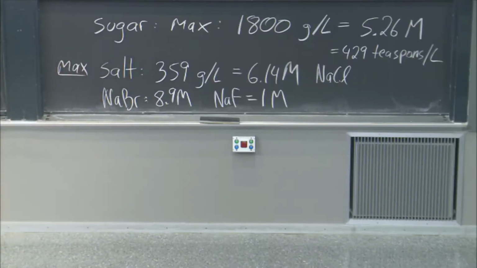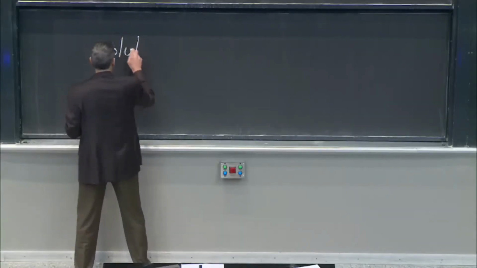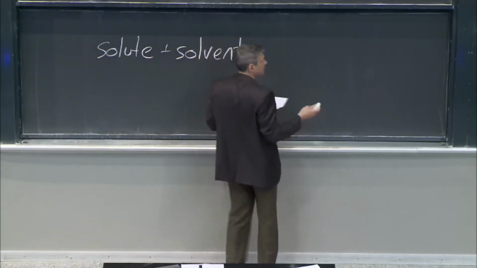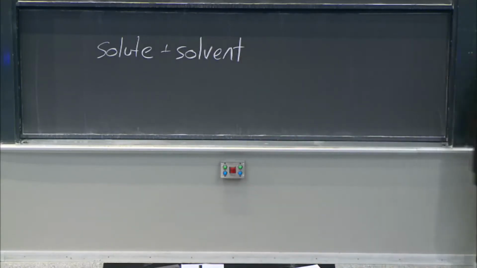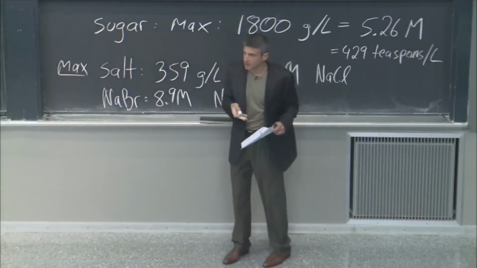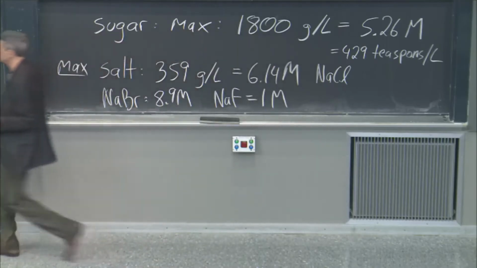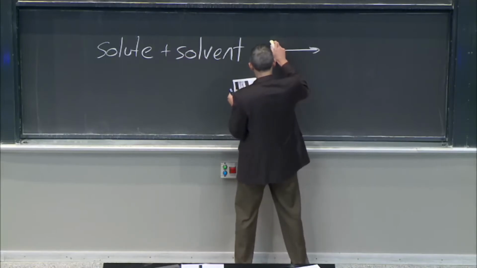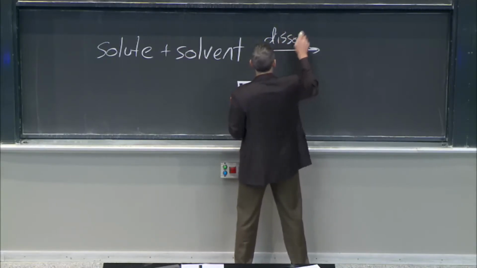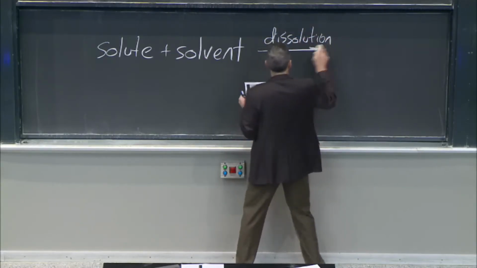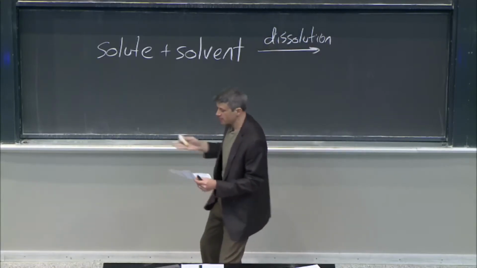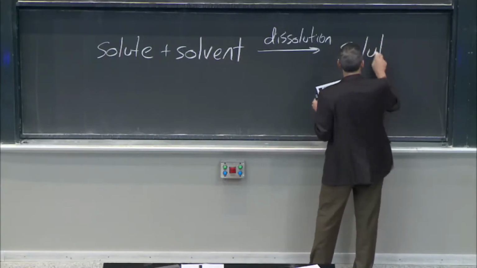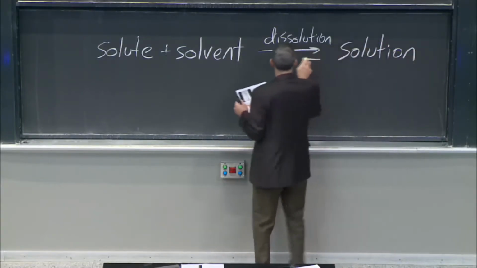So what's really happening is that you have a solute plus a solvent, and it's not going one way, as we've been writing it down. It's going both ways. The solute plus the solvent goes like this. That is what we've been talking about. That's dissolution, and that's the predominant mechanism on the left before you've saturated. That goes to some solution. But you can also precipitate.